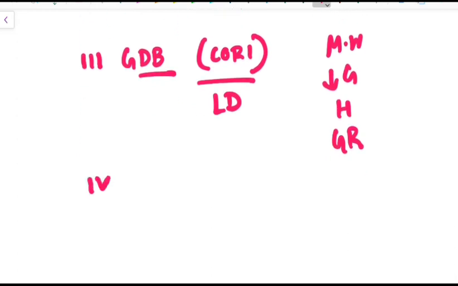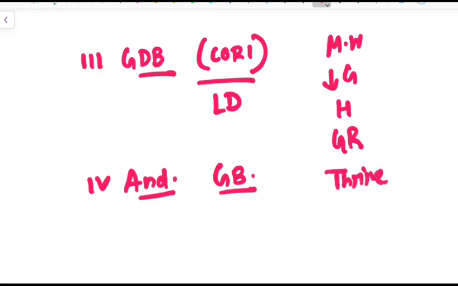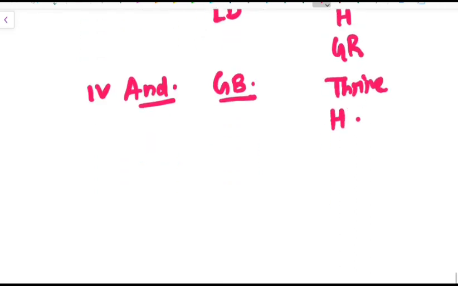Glycogen storage disease type 4. It is Andersen's disease, due to a defective glycogen branching enzyme, with failure to thrive, hepatomegaly, and death at the age of 5 years.